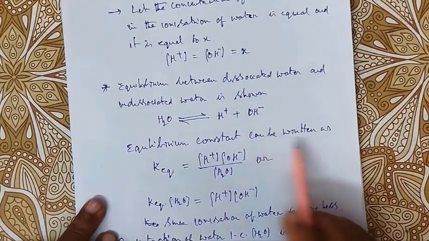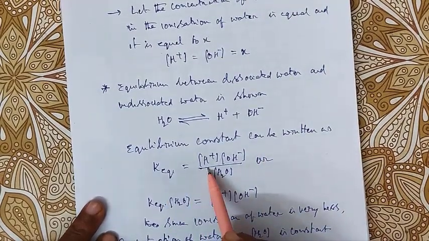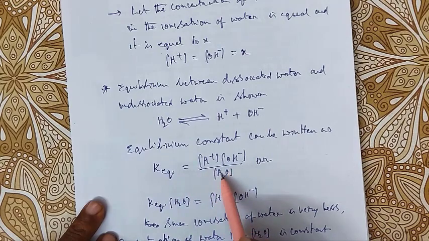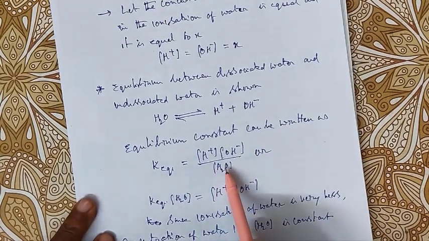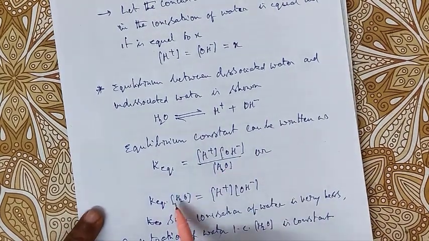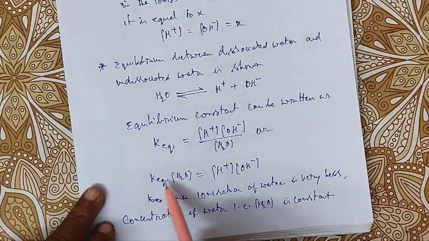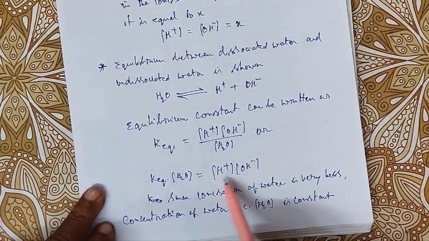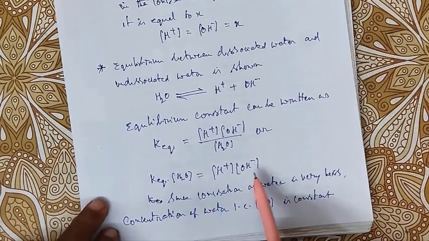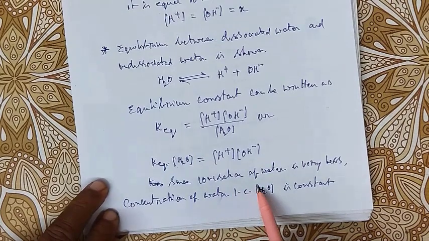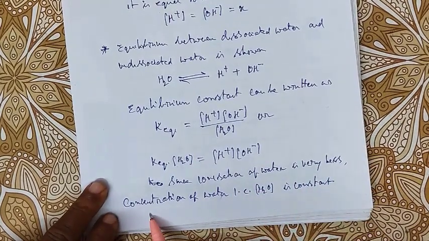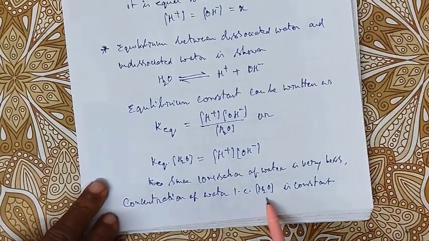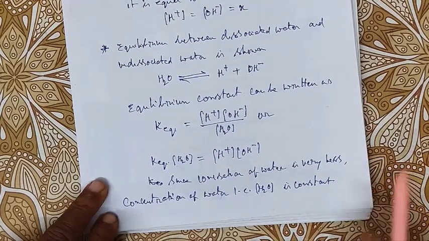The equilibrium constant can be written as K equal to H plus into OH minus by H2O. Or bring this concentration of water to this side. The concentration of water is almost the same because the ionization of water is very less. So K equilibrium into water concentration equal to H plus and OH minus. Since ionization of water is very less, therefore the concentration of water, that is H2O in square brackets, is constant.